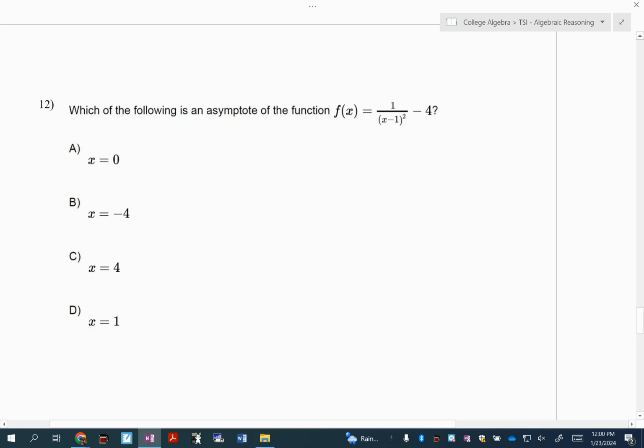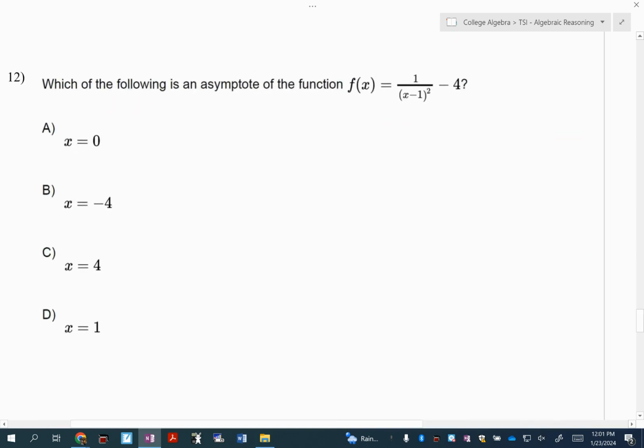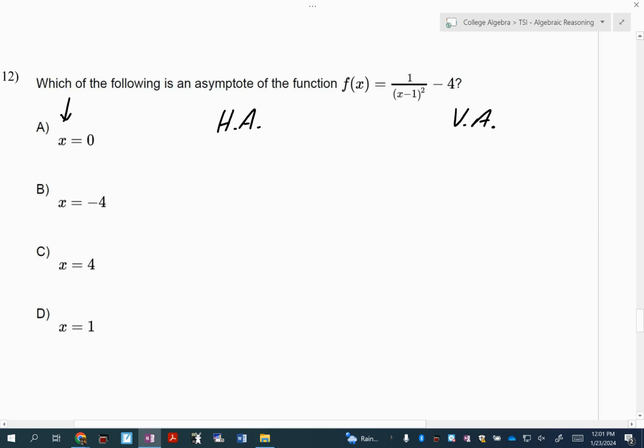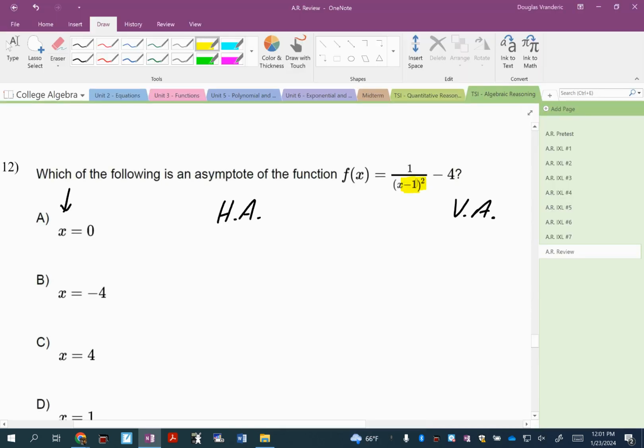So this one says, which of the following is an asymptote? There are actually two types of asymptote. There's horizontal asymptotes and vertical asymptotes. And this one, because all of your answer choices say x equals a value, these are talking about vertical asymptotes, which would make this denominator become 0.